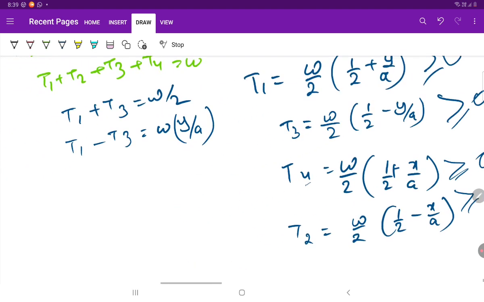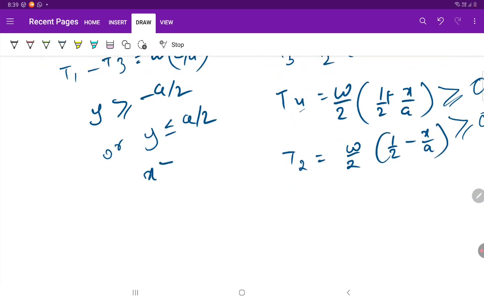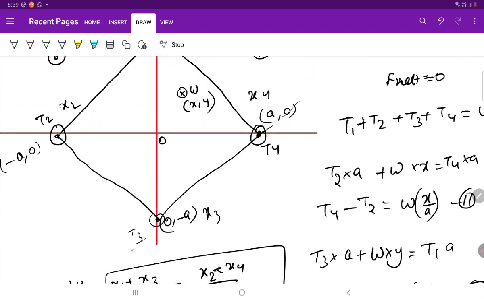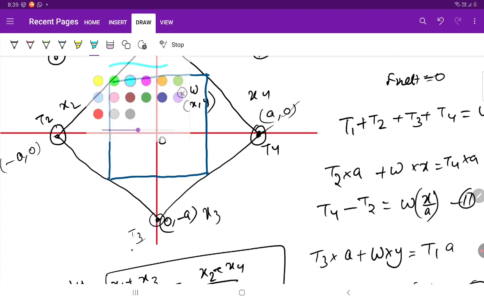So I will get the required region as y greater than or equal to minus a by 2, y less than or equal to a by 2, x greater than or equal to minus a by 2, and x less than or equal to a by 2. Now this basically represents this region. Here, let it be a square, and the shaded area I am marking in green color. This shaded area is the required answer.